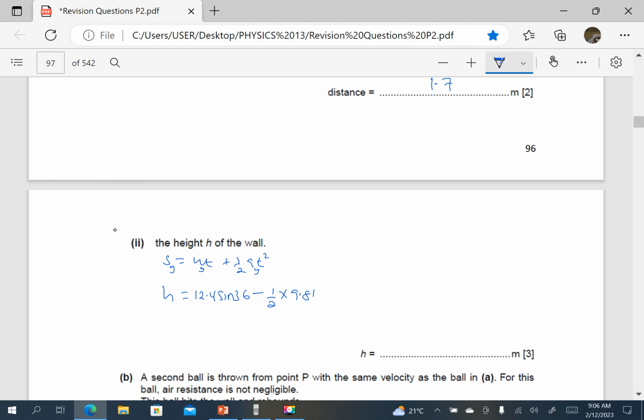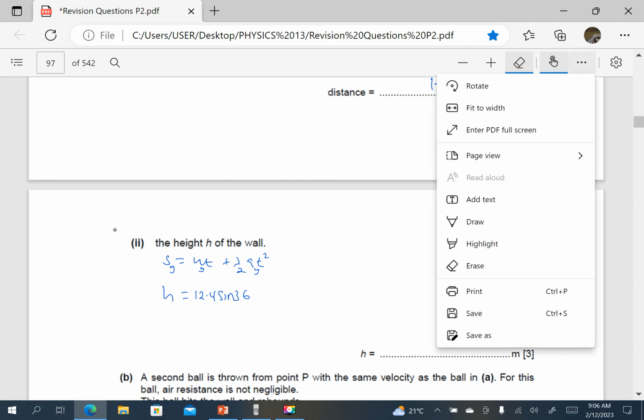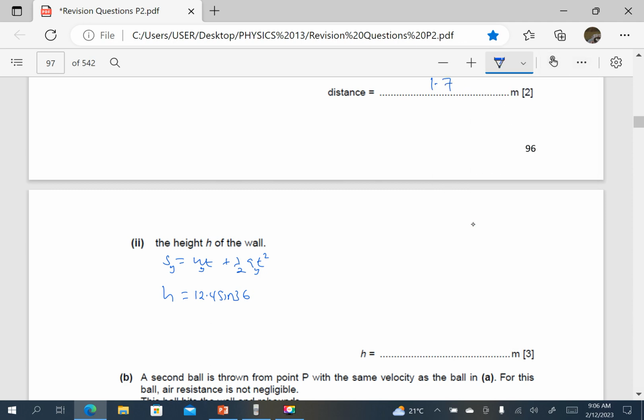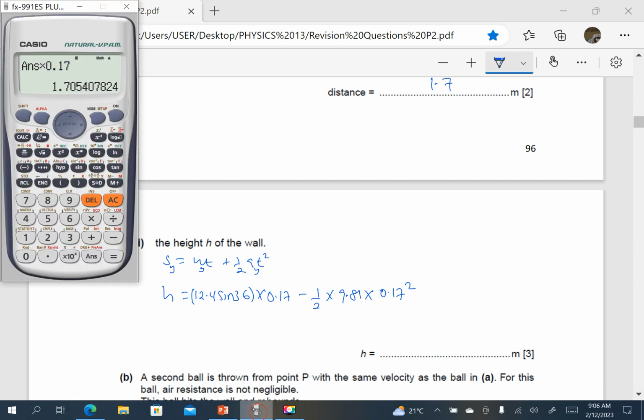Oh, there is a t here. The time, remember, is the same. So this is times t, which t is 0.17. Then minus a half times 9.81 times t, which is 0.17, and squared. The time is the same whether you consider vertical motion or horizontal motion.